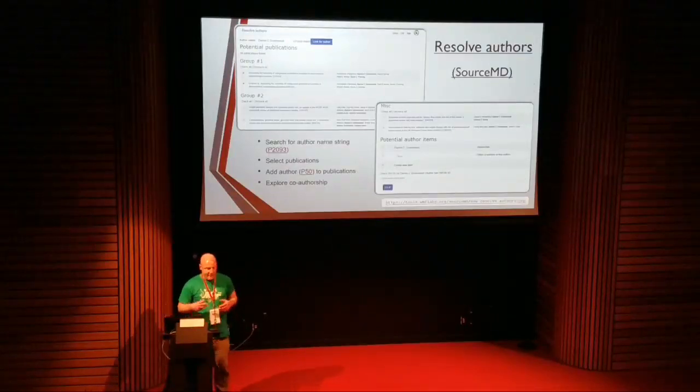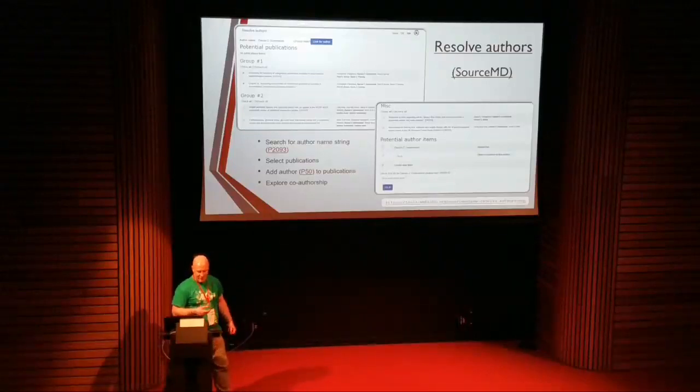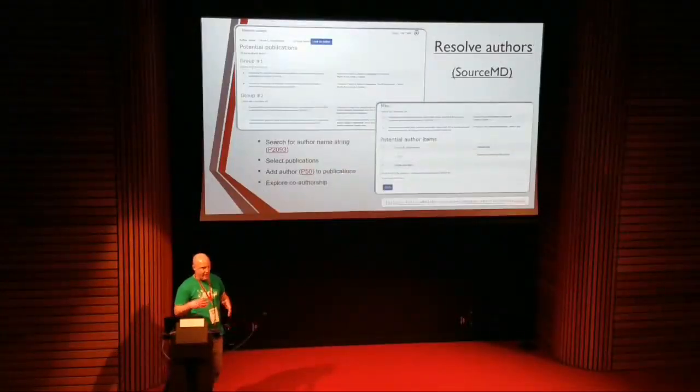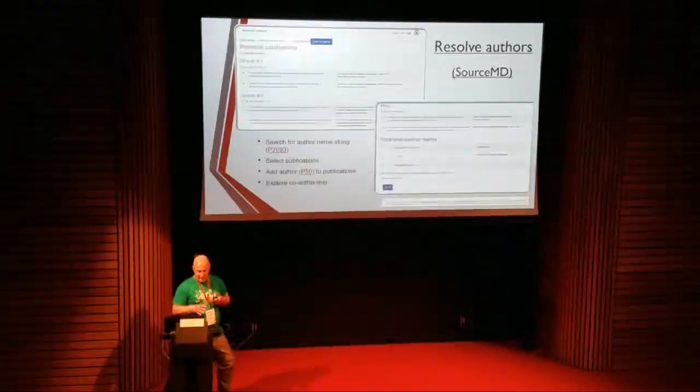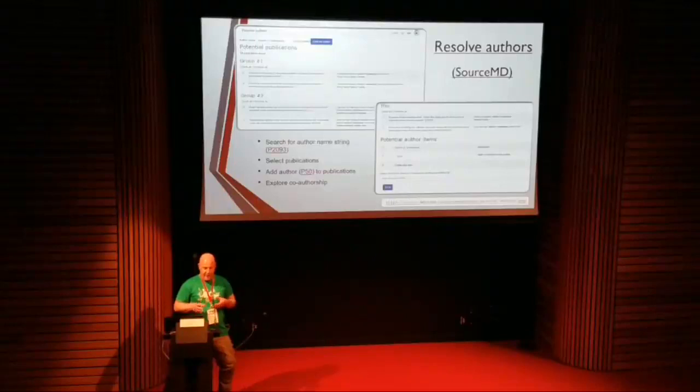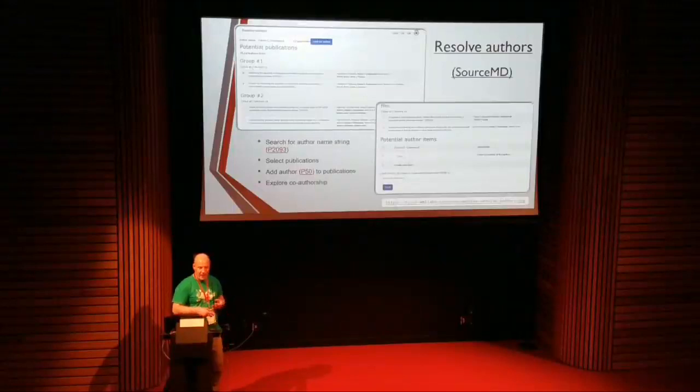So this isn't actually linked from the SourceMD screen, and it's a really, really useful feature. It's for resolving authors against their publications. So if you've got an author name, what you can do is put the name in at the top, search for that author, and it'll give you potential publications. It groups them using co-authorship and subjects to group likely corpora. So if you've got an author with a common name, it will group publications that it thinks are by the same author together, which is really good for disambiguating.